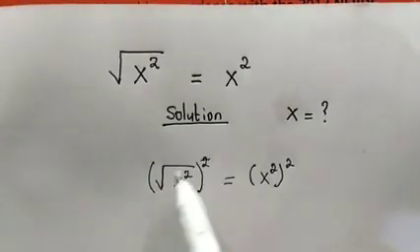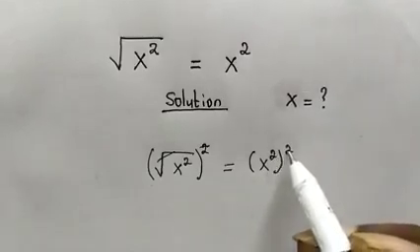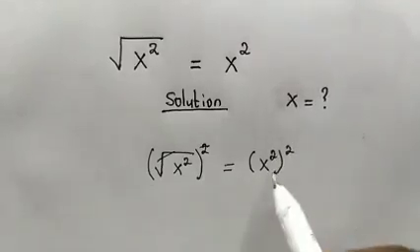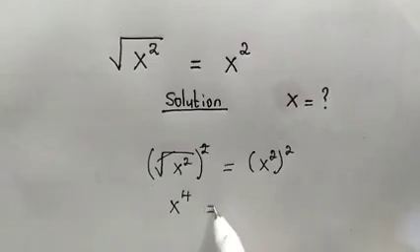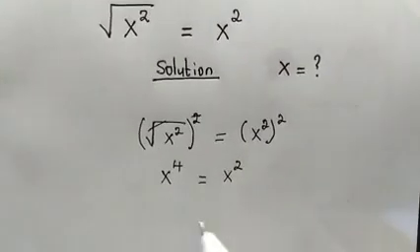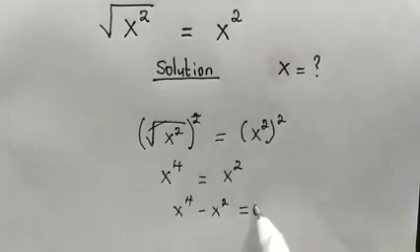We know the square will cancel the square root. And on the right hand side, these two will multiply these two, giving us 4. From the right hand side, we have x raised to the power of 4. This will be equal to, from the left hand side, x to the power of 2. Now we subtract x squared from both sides. So we get x to the power of 4 minus x squared is equal to 0.